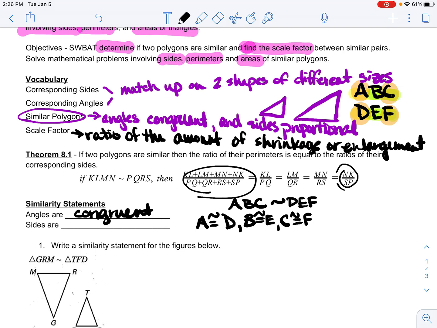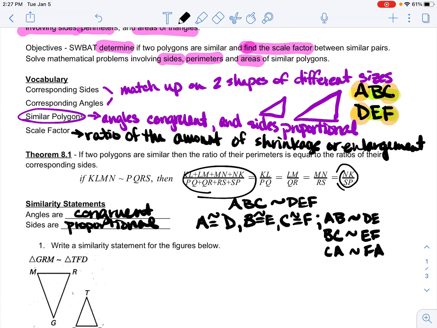Now, the sides are not congruent, they are proportional. So when we write the similarity statement, we cannot say that AB is congruent to DE, but we can say that it is similar to DE. And BC is not congruent, but it is similar to EF. And CA is similar to, or proportional to, FD.